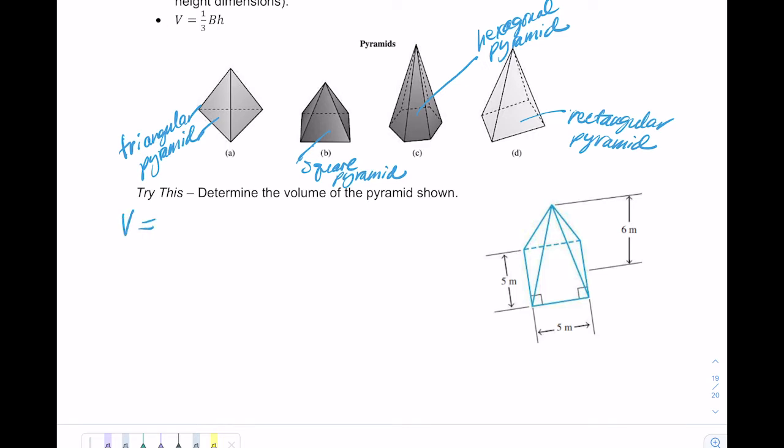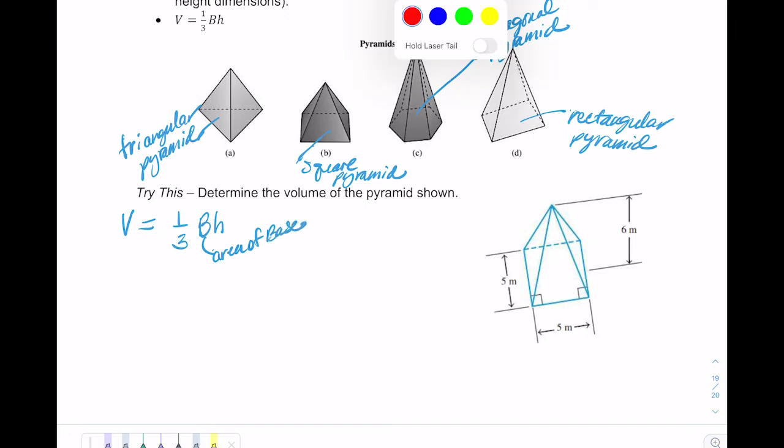So for pyramids, it's 1/3 the area of the base times the height. So all we're basically doing is what we did for prisms, but at the end you're going to divide your answer by 3. Okay, so remember, big B again stands for the area of the base.